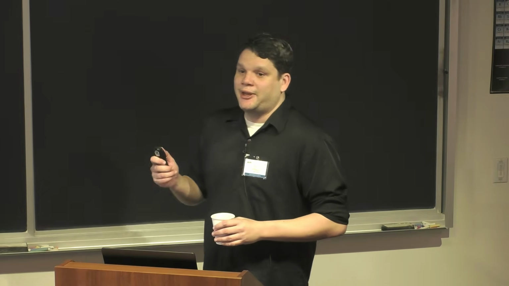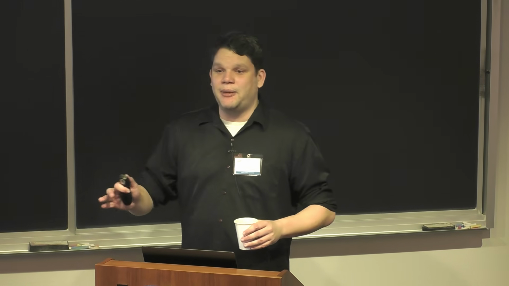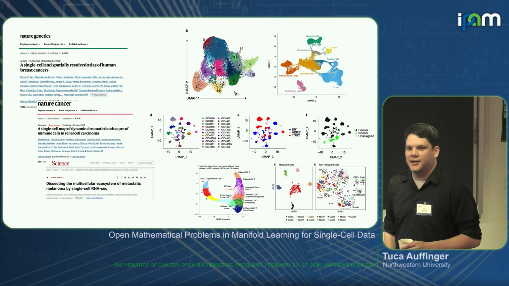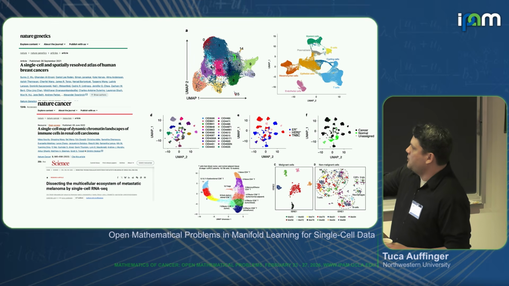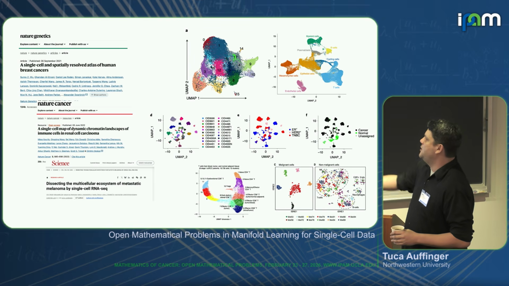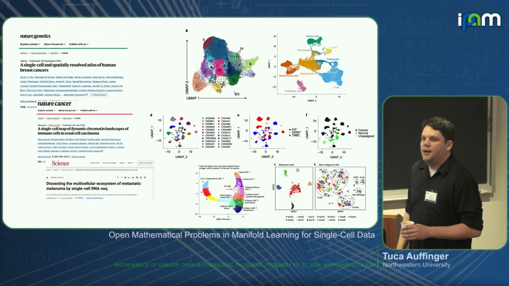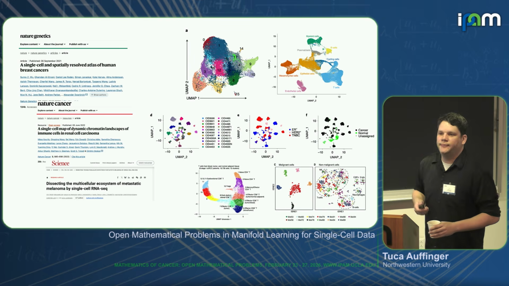So first thing I want to talk about is dimension reduction. We've seen a lot of dimension reduction methods in these 3 days. Here are a few examples for single cell transcriptomics. You see UMAP, you see t-SNE. This is sort of like the state of the art. You see these pictures.